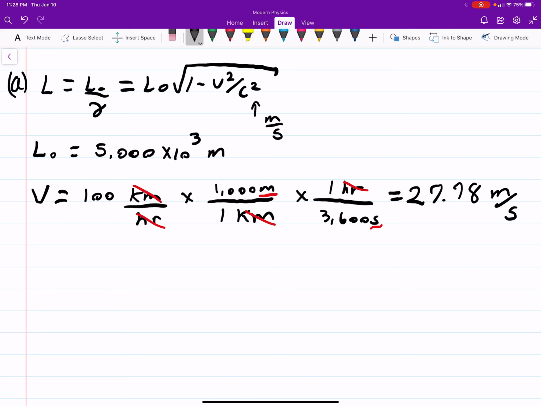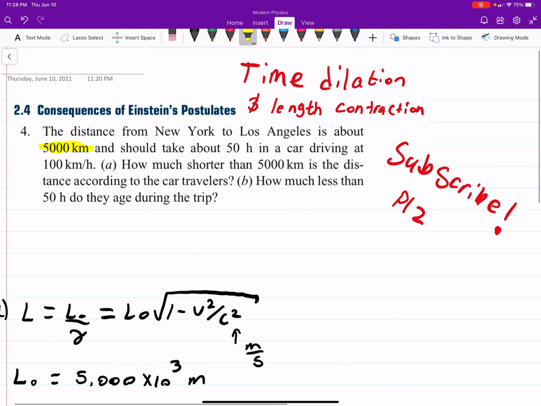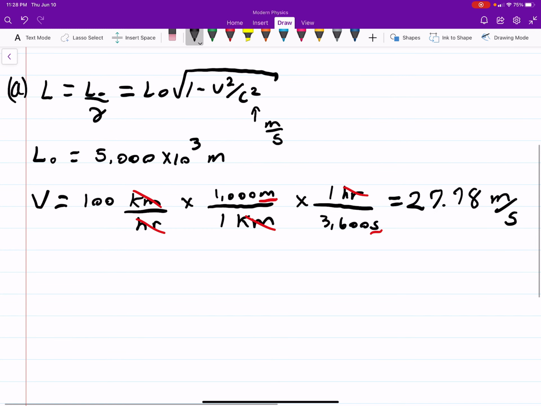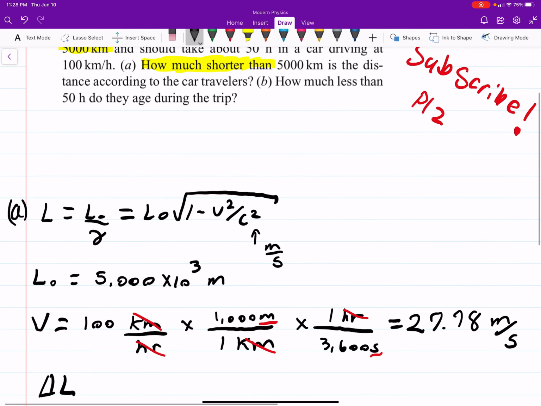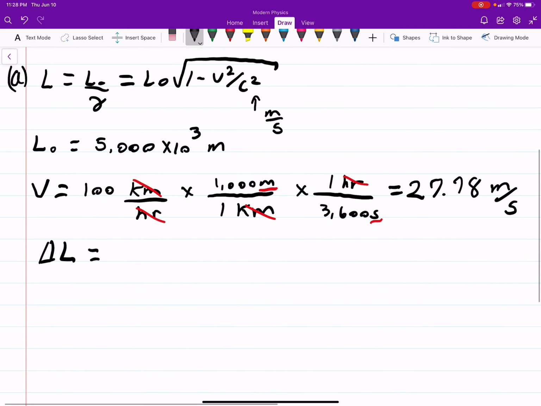Okay, so the next thing we need to do is talk about what the question's actually asking. How much shorter is the distance? In other words, they're asking for delta L. If we think about what they mean by how much shorter is the distance, you're comparing the contracted length with the actual length. So, in other words, L naught minus L. You could think of it as the actual length, though it depends on your perspective. That's the whole idea of it. But really, it's the rest length compared to the contracted length. So that's the difference between them.